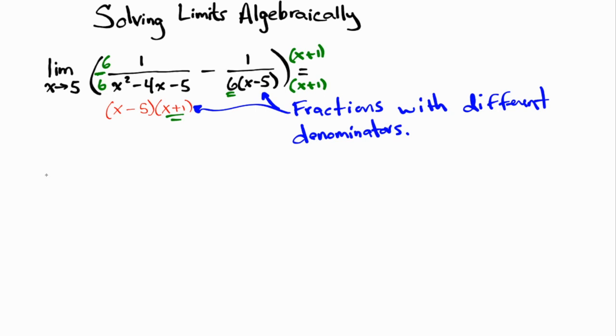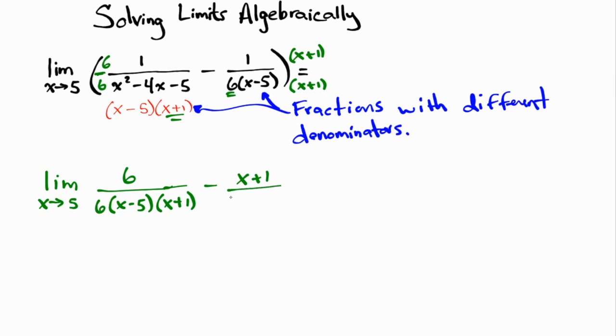And now let's rewrite the limit doing so. So we see this first fraction gets a 6 in the numerator. We're going to leave the denominator in factored form. And now we're subtracting. And this second numerator is going to become x plus 1 over 6 times x minus 5 times x plus 1. And we say, great, now we have matching denominators. When you have matching denominators, what should you do? You should combine the numerators.